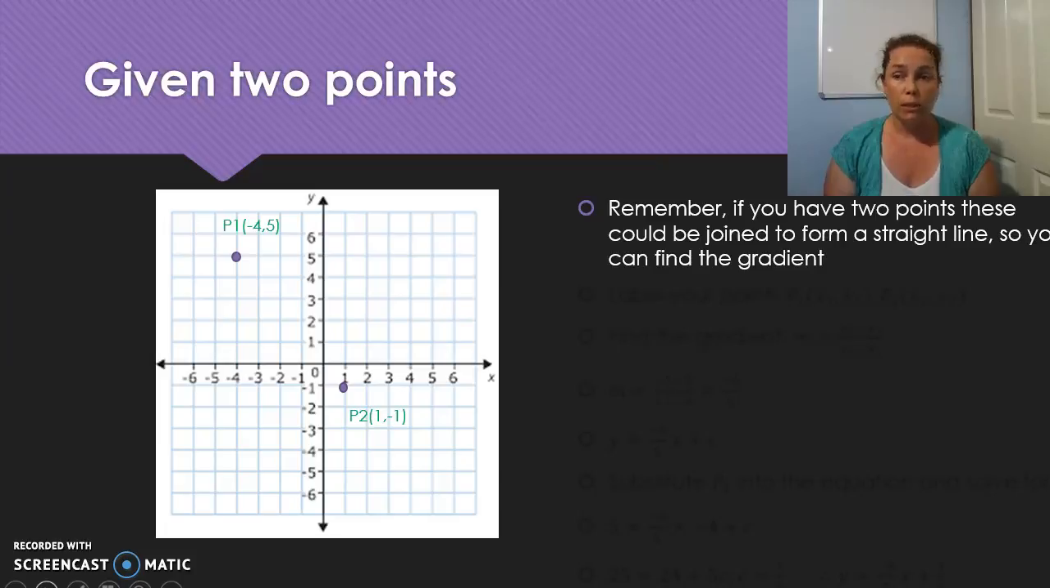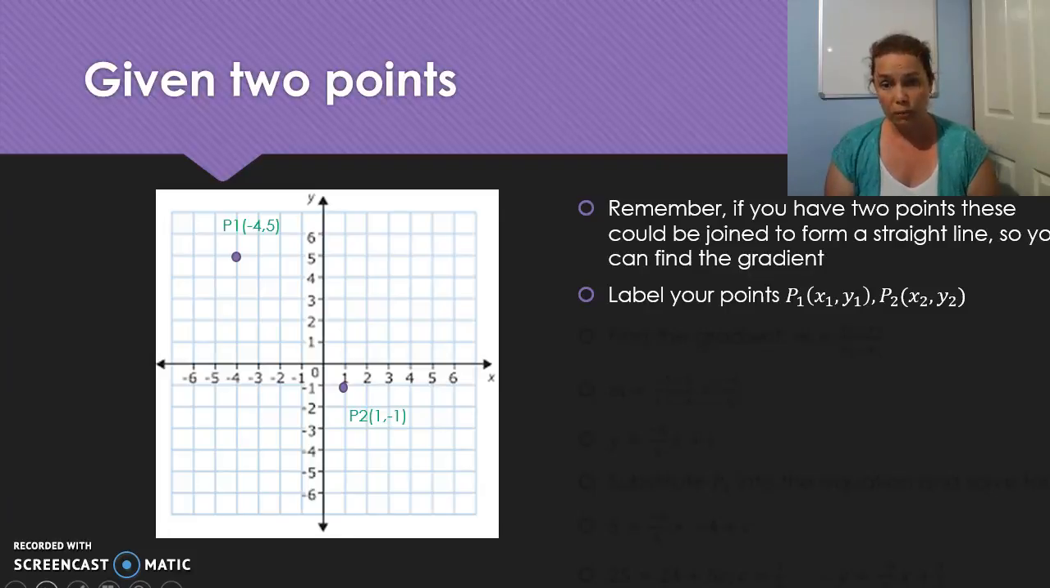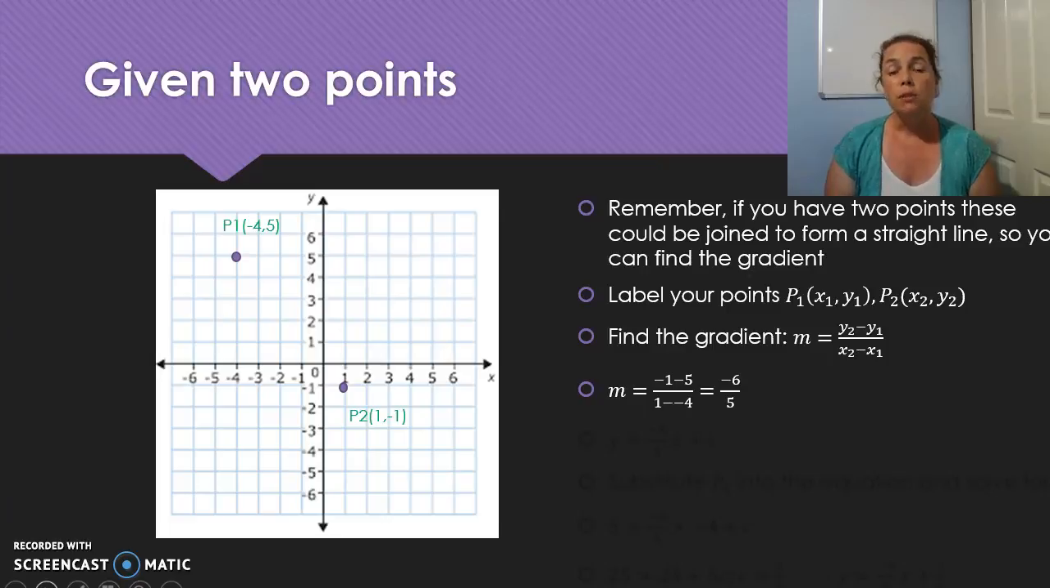We can find it just by using these 2 points, and so the first step is to label the points P1 and P2. And therefore we have x1, y1 for our values for P1 and x2, y2 for our values for P2. We then find the gradient using the equation m is equal to y2 minus y1 over x2 minus x1. What we're simply doing is finding our change in y, or the rise, over the change in x, which is the run. So substituting in the values that we can get from our graph, we have m is equal to minus 1 minus 5 over 1 minus negative 4, which simplifies to give us negative 6 on 5.